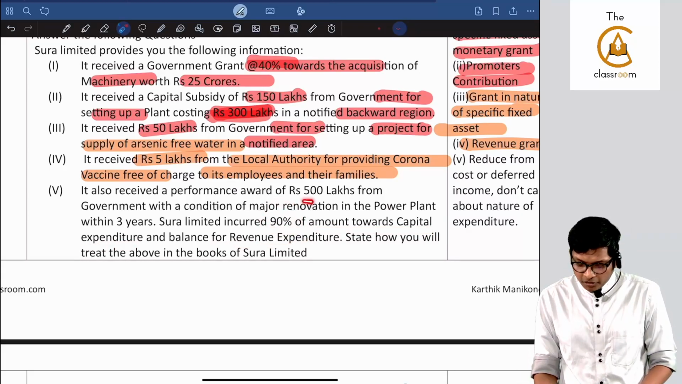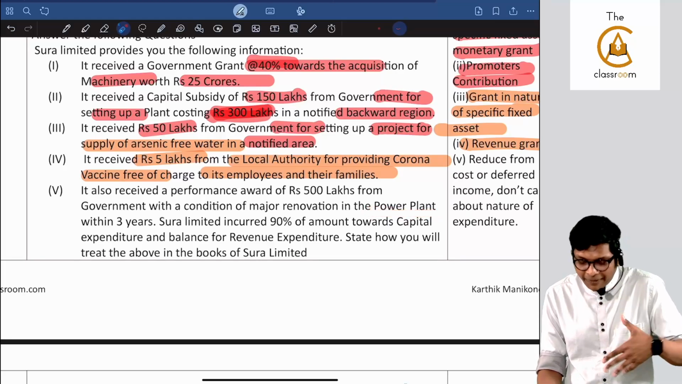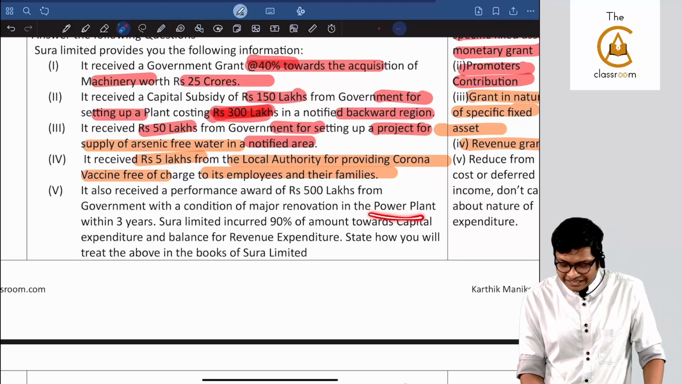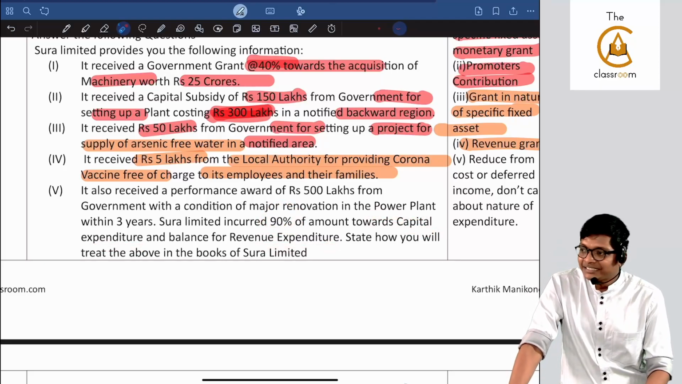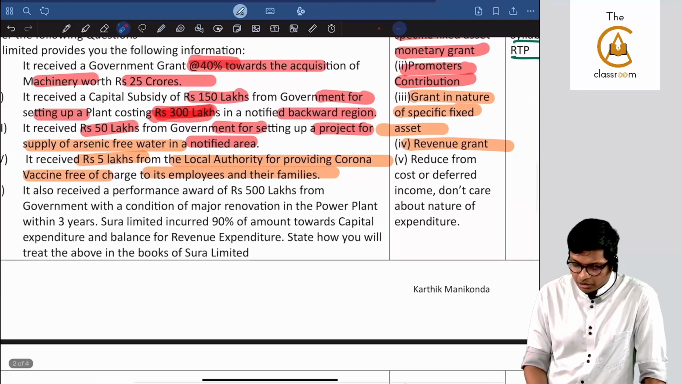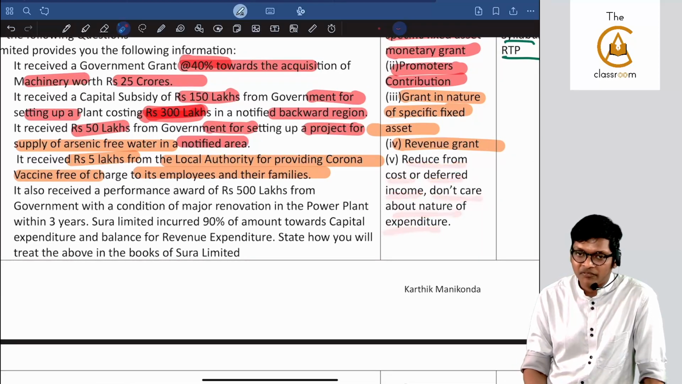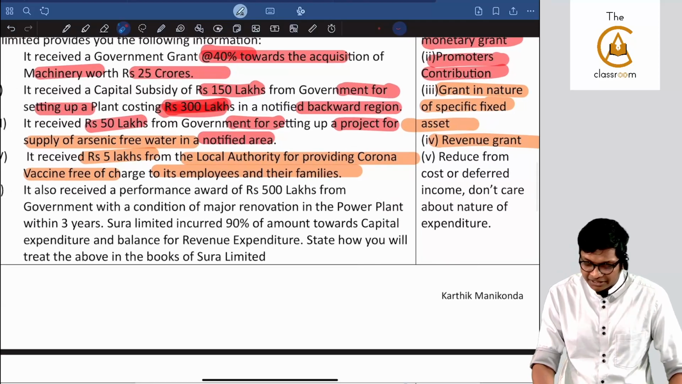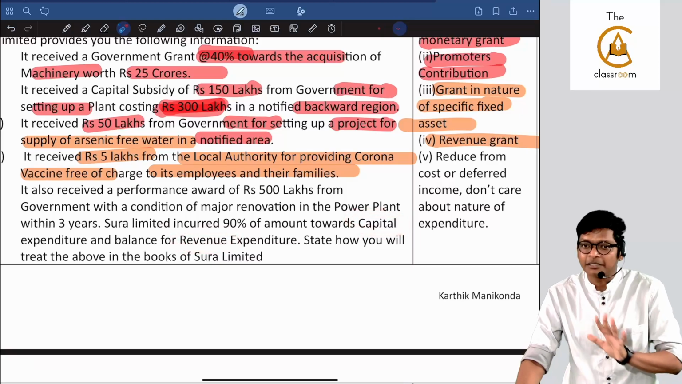That means they got 500 lakhs for some power plant. In that, to repair the power plant within 3 years. In that repair, 90% was spent for capex and 10% for revenue. He is asking what grant is this? This grant is received for what purpose? Specific fixed asset. So reduce from cost or deferred income. Don't care about nature of expenditure. Here what I am trying to say, how I spend the money, capex or revenue expense, doesn't matter.